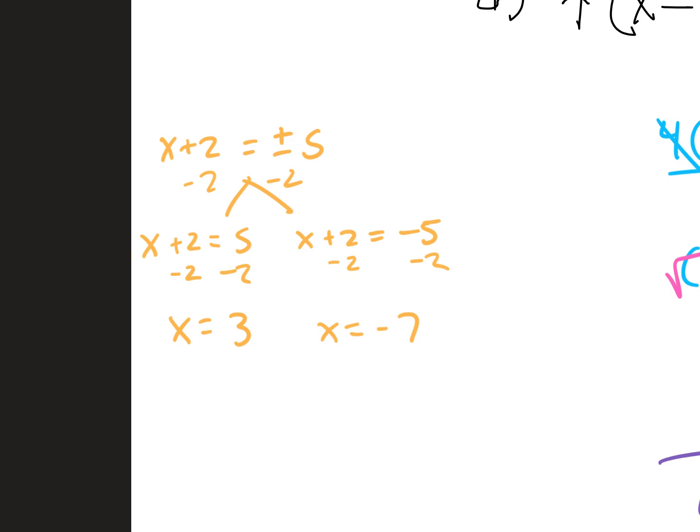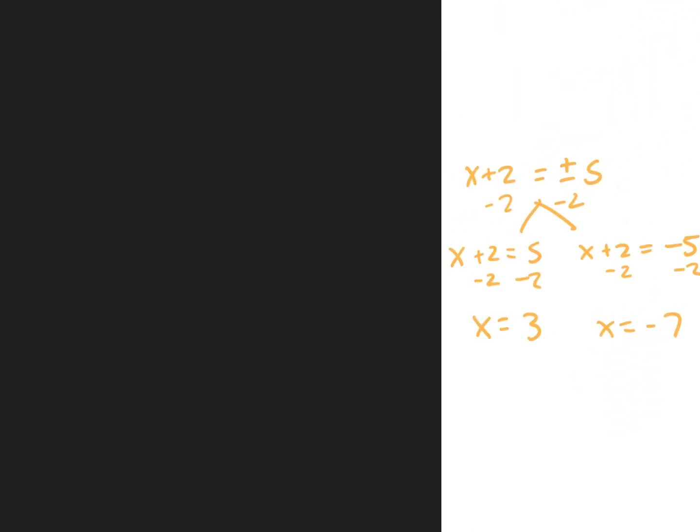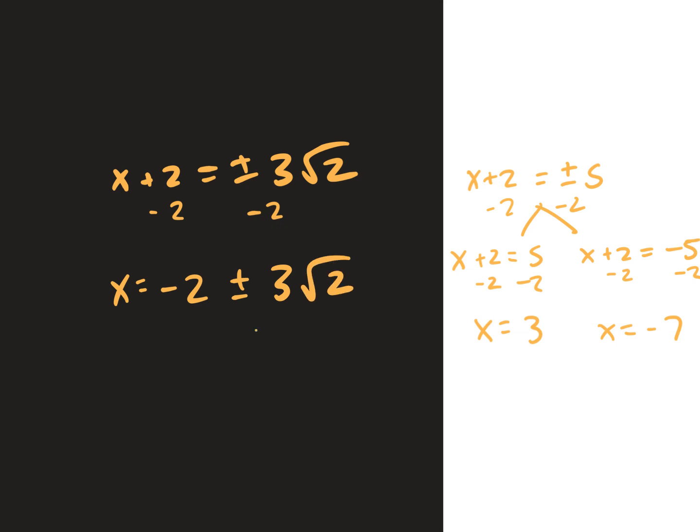So if you could combine them, just split it up so you can easily see that we have a positive 5 and a negative 5 that we're combining it with. So for example, again, if I had something like x plus 2 is equal to plus or minus 3 square root 2, can I combine negative 2 with 3 square root 2? No. So I would just leave it separate. So x is equal to negative 2 plus or minus 3 square root 2, because 3 square root 2 is all one term. So these, again, are not like terms, so we couldn't combine them. Good questions.